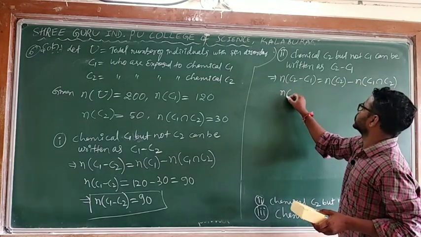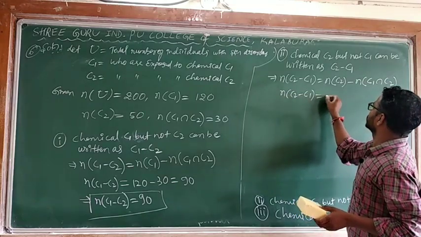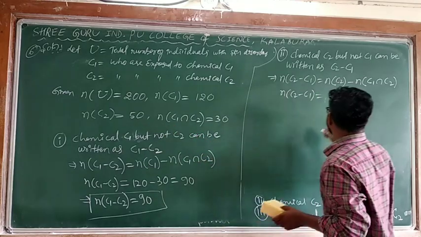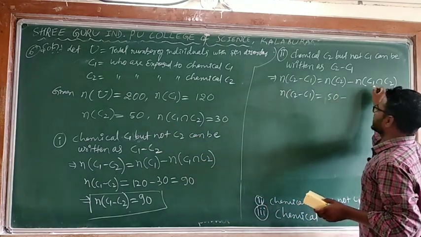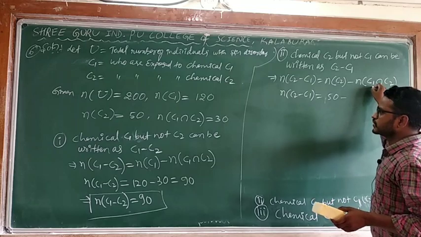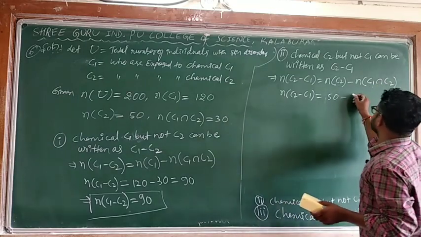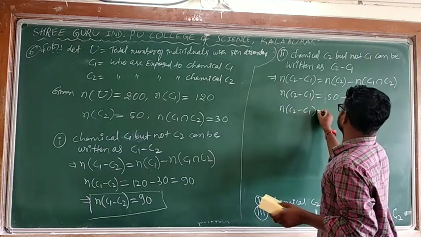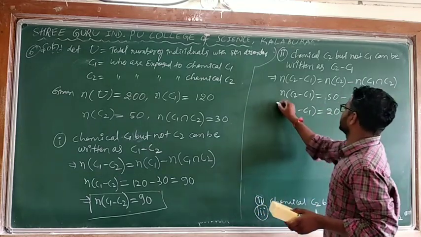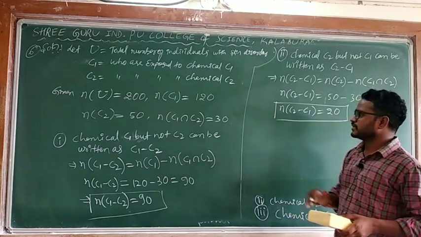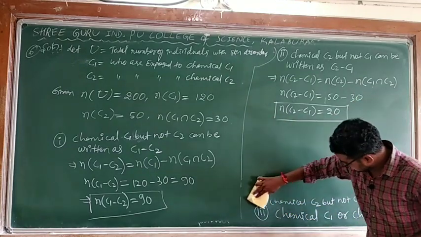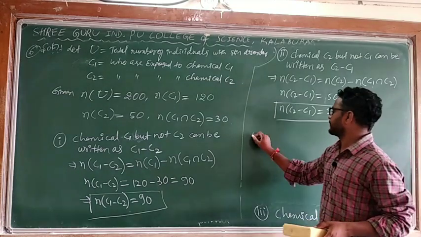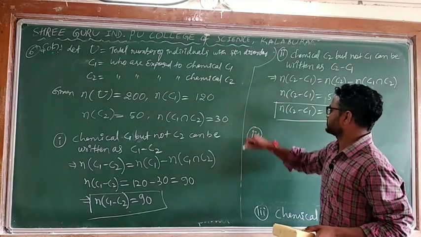N of C2 is 50, minus N of C1 intersection C2, which is 30. So N of C2 minus C1 is equal to 20 members. These 20 members are exposed to chemical C2 but not C1. Third one, what is the third one?